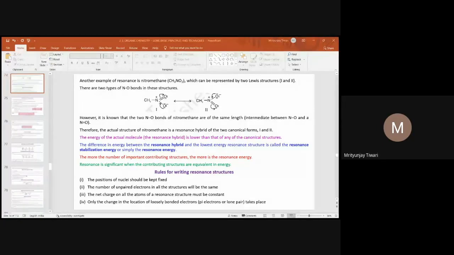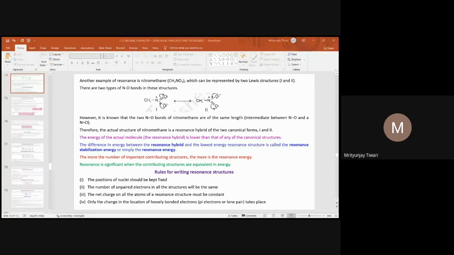So the position of nuclei should be kept fixed. The number of unpaired as well as unshared electrons in all the structures will be the same. It means if there is any odd electron, the number of odd electrons in all the resonance structures will be the same.